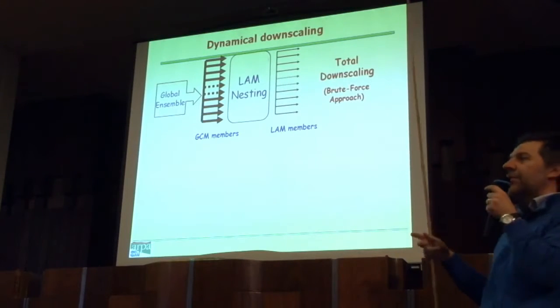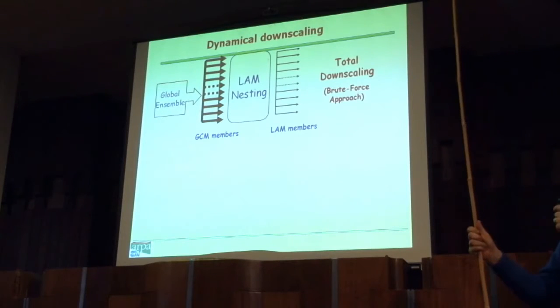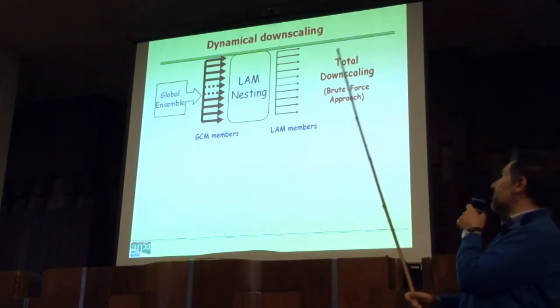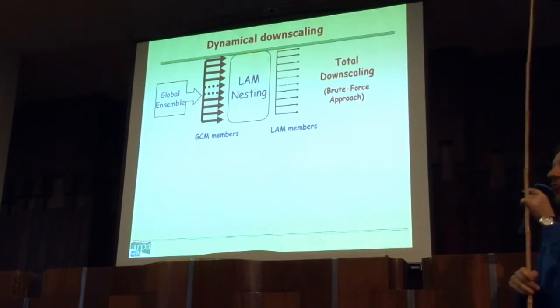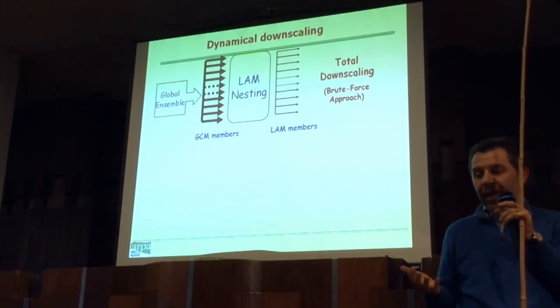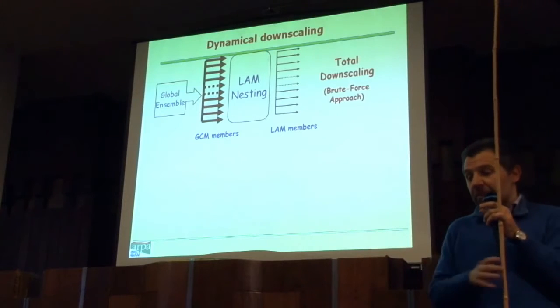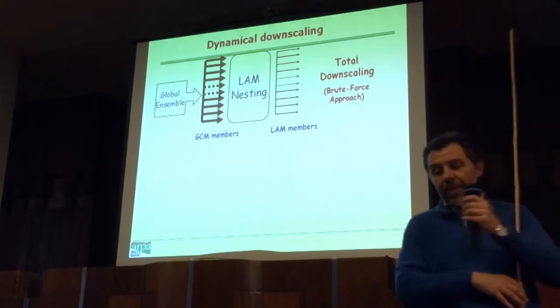Total downscale. You try to downscale at local scale the information given by the global model ensemble. This is called total downscaling or brute force approach, in which you try to downscale all the information you can. This is not always possible because of computer time limitation.